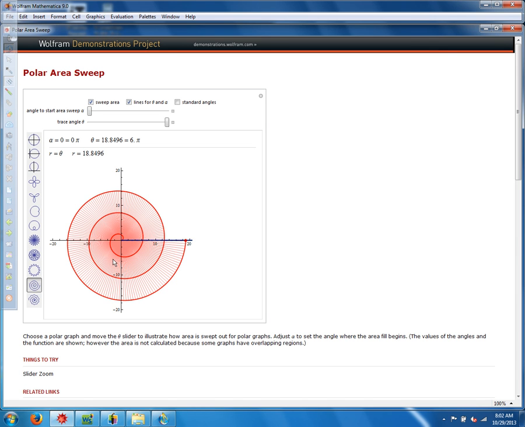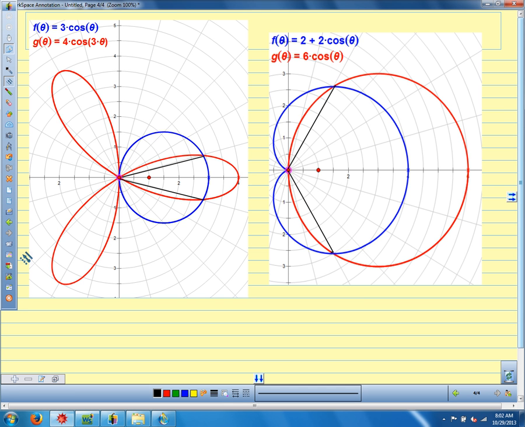So visualizing that radius sweeping out the area can really help when you're trying to come up with your limits of integration when you're finding areas of polar regions. All right, so let's go back to our notes.